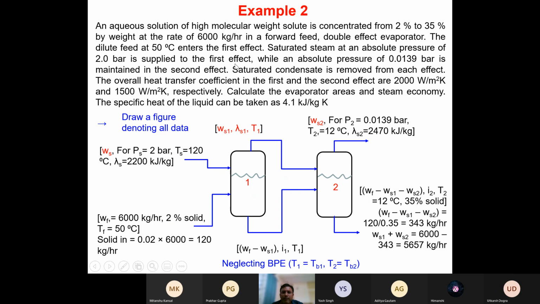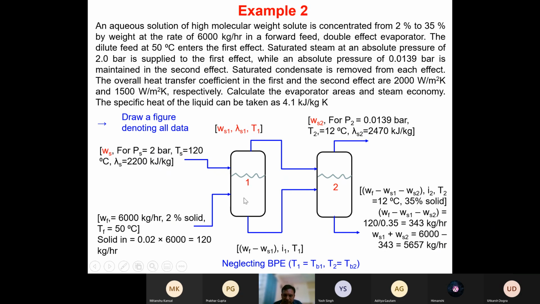Again, what is given? While the absolute pressure of 0.0139 bar is maintained at the second effect. So here the pressure is 0.0139 bar. So for this particular pressure, again, I can calculate the saturation temperature, and that saturation temperature is around 12 degrees Celsius. And lambda S2 is 2470. Okay. So again, I am assuming that the boiling point elevation is negligible.